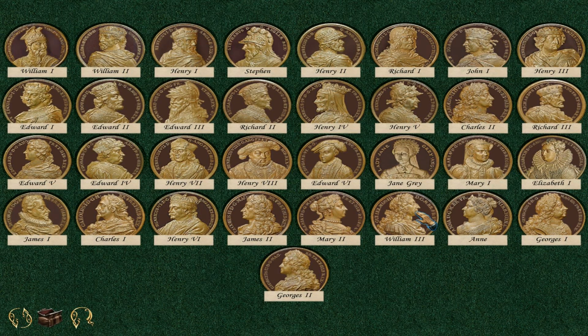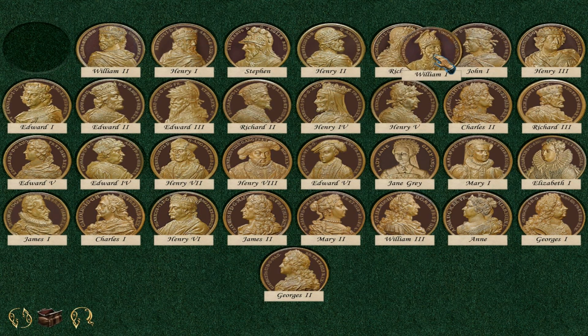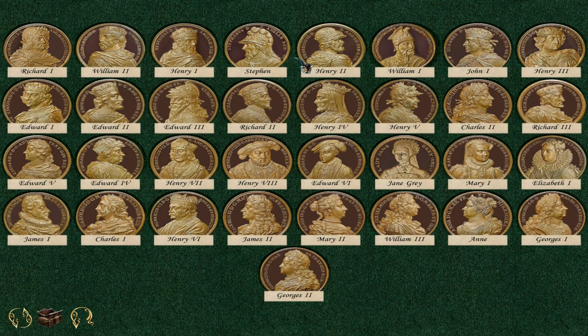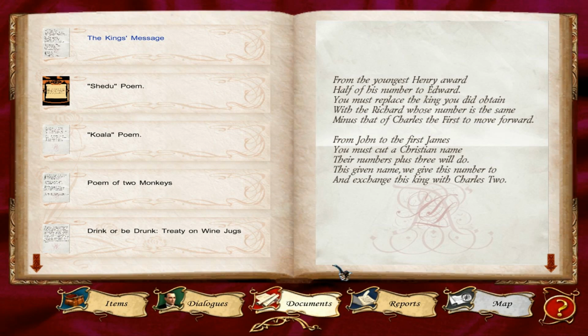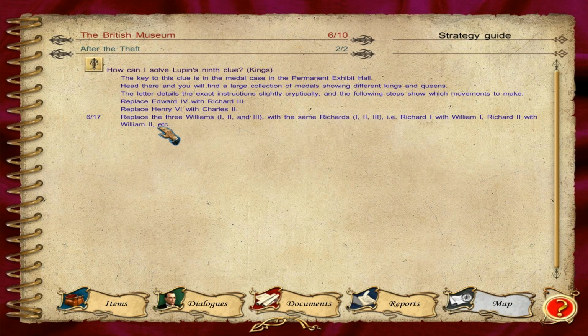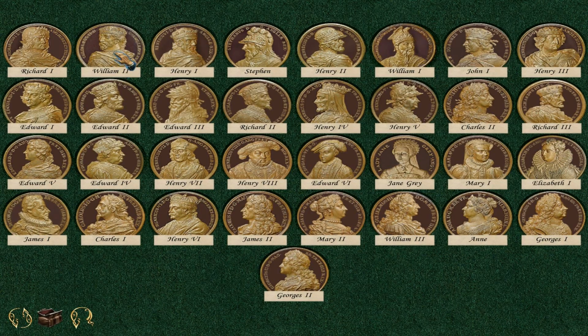No, you don't. Those are the only Williams! Okay, William and Richard. Perfect. Now on to the next step. What? 1, 2, 3, 4, 5. 6 up. 6 right. They were not 6 apart! Oh, no. I want the next ones, please. Replace the 3 Williams. Oh, I meant to swap all of them.